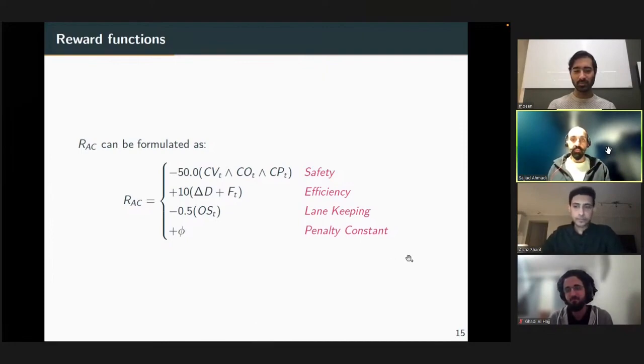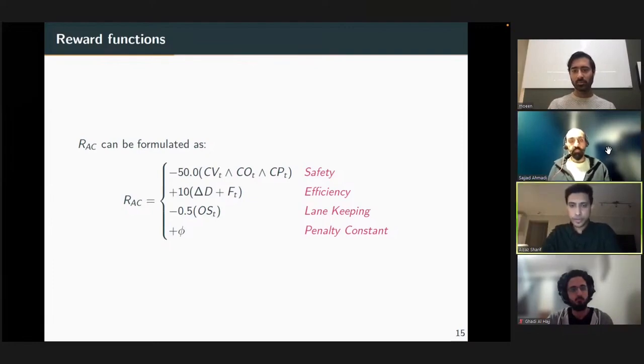Would you please describe briefly the different parameters in your reward function, for example, CVT, COT, and this is the first part of my question. And the next part of my question is, when we say safety or efficiency, what are we thinking about in your model?